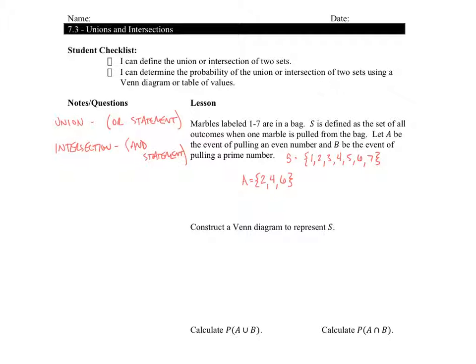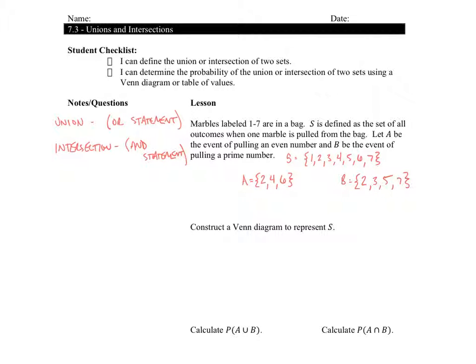And then B is the event of pulling a prime number. So B, what are all our prime numbers? Let's not be fooled here. 2 is our first prime number. Then we have the number 3. Then we have the number 5, then we have the number 7, and that's all the primes in this set. Okay, so we've defined those sets. So remember that A and B are subsets of S.